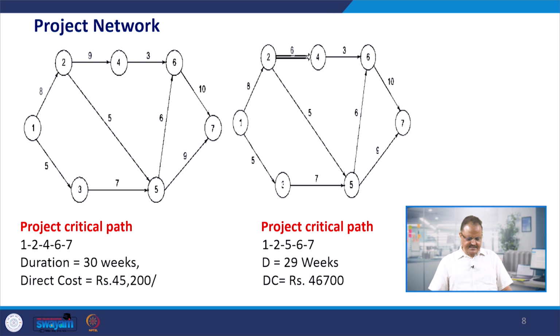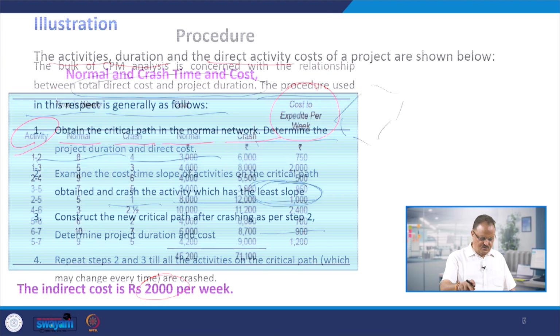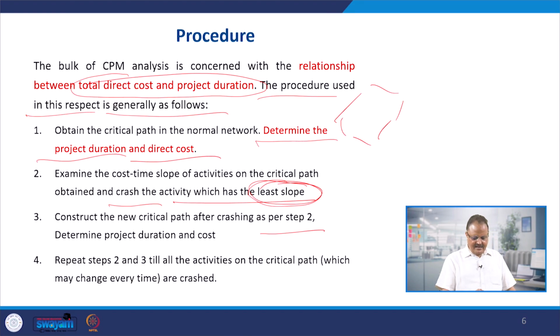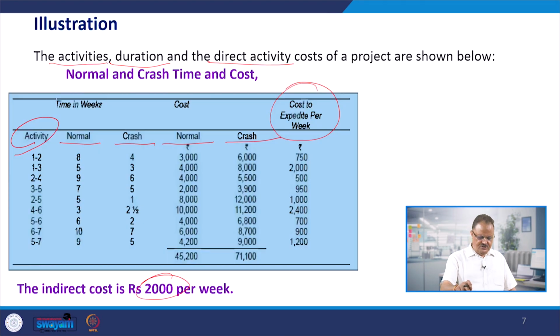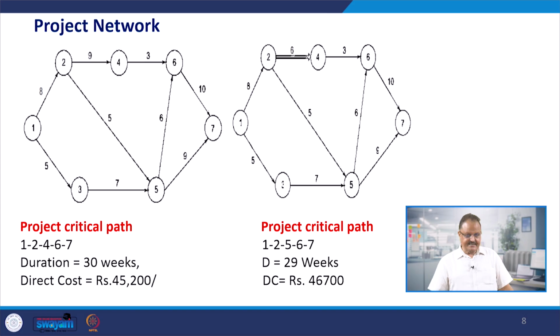So for that reason I have taken the ready-made structures. As I told you, the first step was to develop a normal path, a normal network which was given to us. The first step was to obtain the critical path in the normal network and determine the project duration and the cost. So now, from this particular illustration, we are going to understand this whole process.